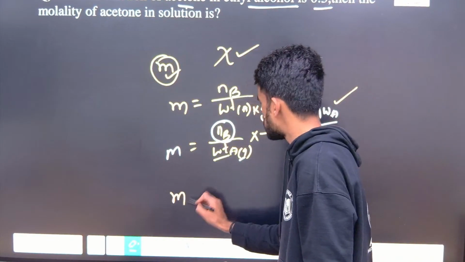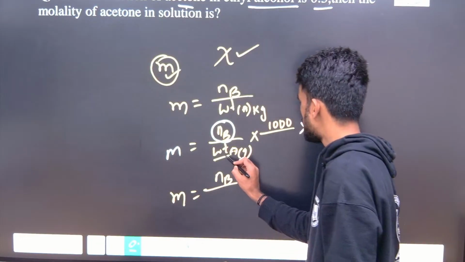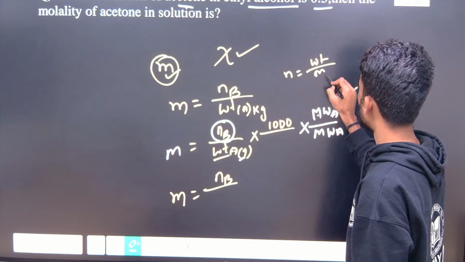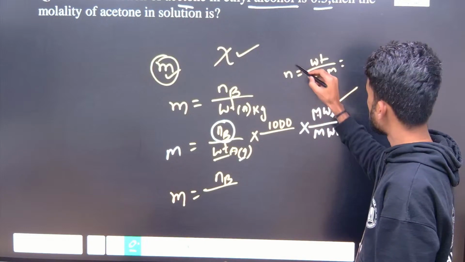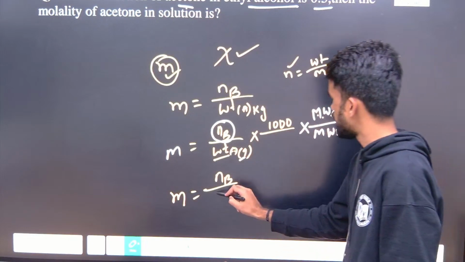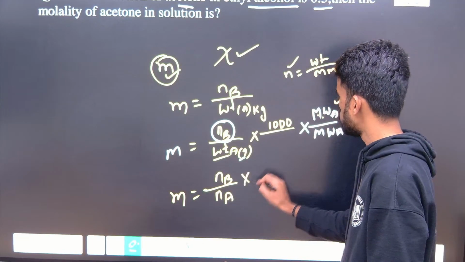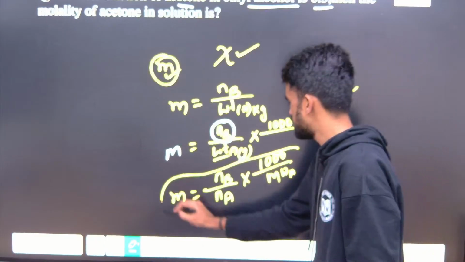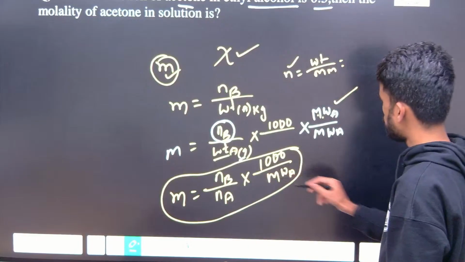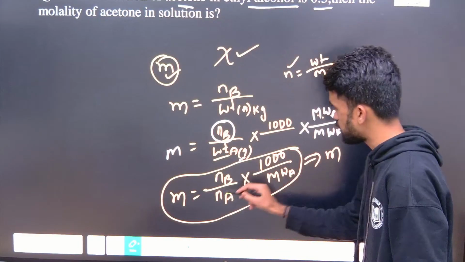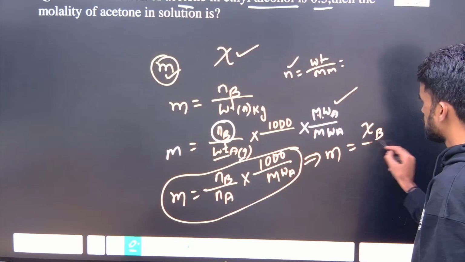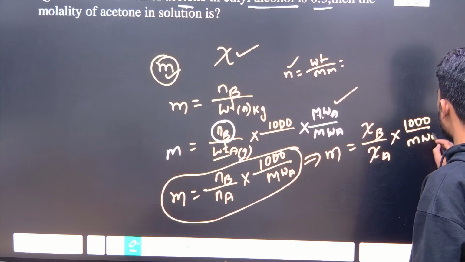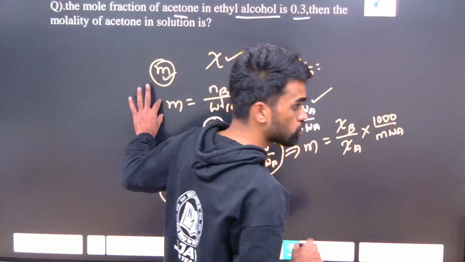So molality equals n B by weight by molecular weight. The number of moles means the given weight by its molecular weight or molar mass. So I can write here the number of moles of B into 1000 by the molecular weight of A. This is the final relation you can get. Instead of taking the number of moles, you can also write the mole fraction of B by the mole fraction of A into 1000 by the molecular weight of A. That's it. This is the relation that you should use here.